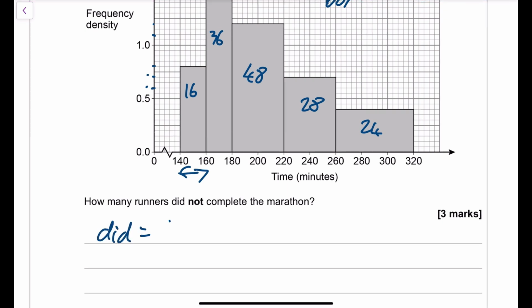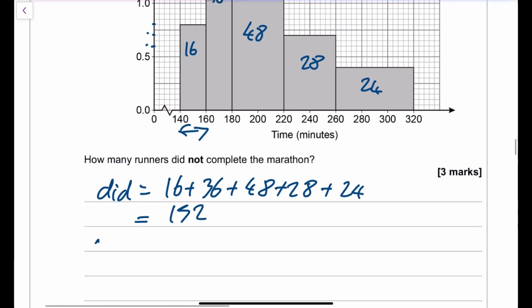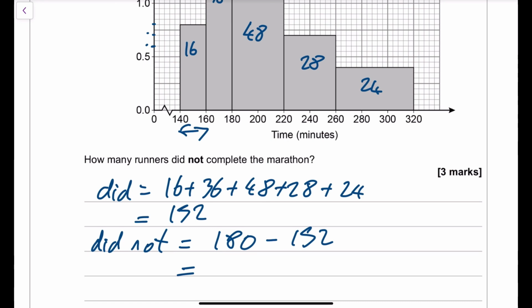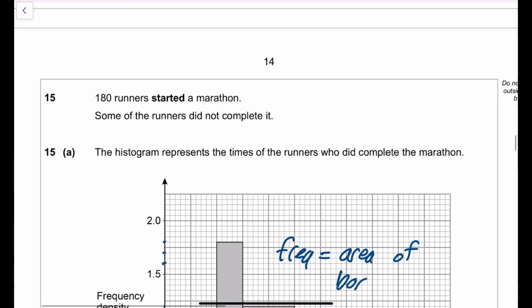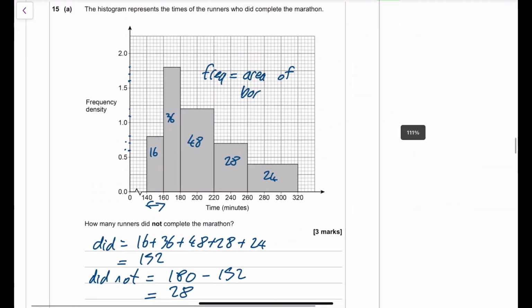We'll just say did complete then is 16 plus 36 plus 48 plus 28 plus 24, which is 152. So they did not complete, did complete. So did not complete then is, I think it said 180. I'll just check that in a wee second. 180 minus 152, which is 28. Let me just check that. Was 180 people did start, so there you go.